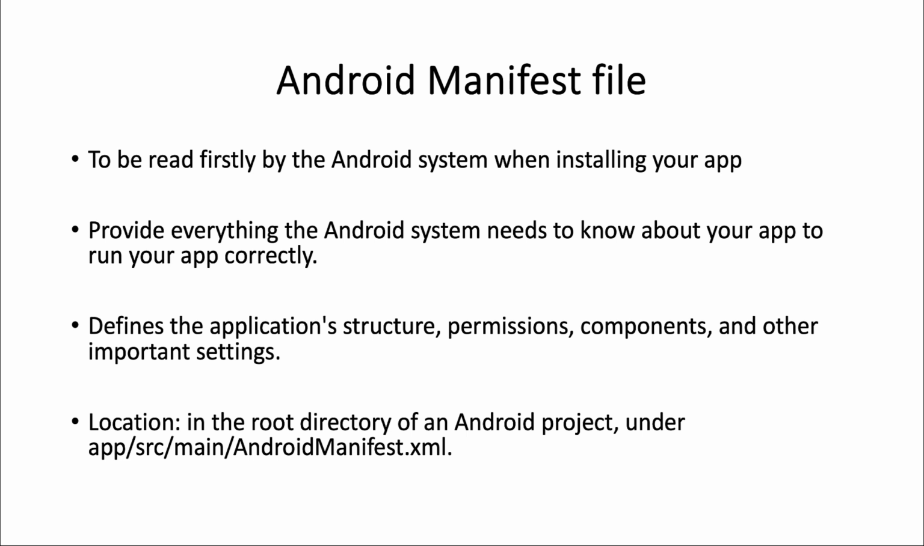More importantly, the Android manifest file defines the application's structure, permissions, components, and other important settings. In the next slide, we will see more detail with code examples to understand what it has in the Android manifest file. And we saw that the Android manifest file is located in the root directory of an Android project under app/main/AndroidManifest.xml. Okay, we have seen the main points that we need to know when talking about the Android manifest file in Android. We will move to the next slide to see what the Android manifest has and what are its key roles in more detail.